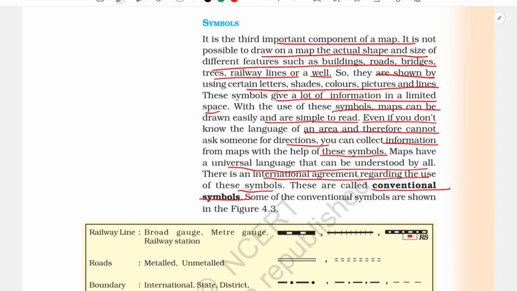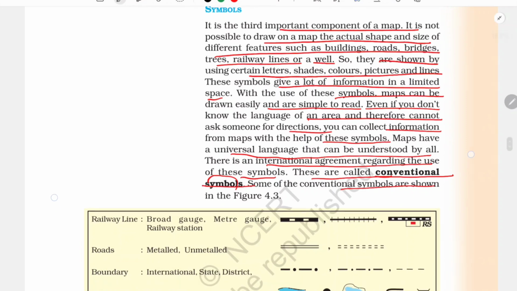so that it will be easier for anyone who visits another country, when he sees the map, to tell whether it is a green area, a plain area, a mountainous area or a river area. So these are called what? Conventional symbols. Some conventional symbols are shown here in this map. Let us see.